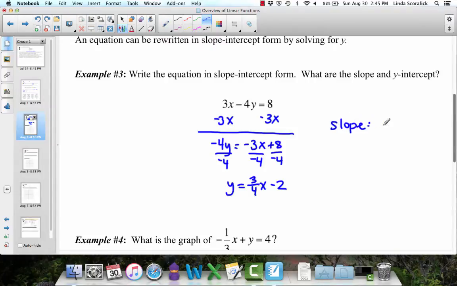The slope of this line is right before the x, all right? It's the coefficient of the x, and that would be 3/4. The y-intercept is the b value, which would be -2.